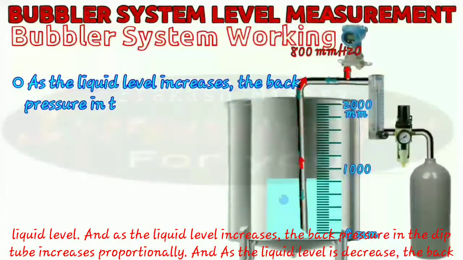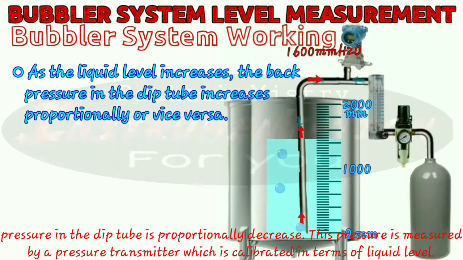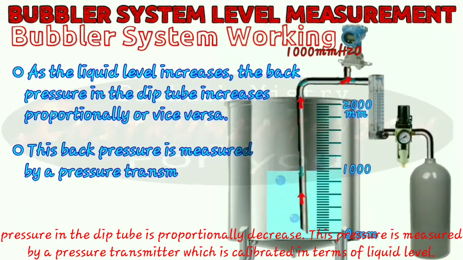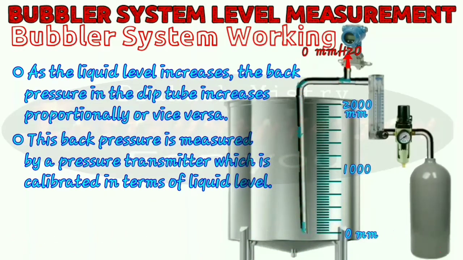And as the liquid level increases, the back pressure in the dip tube increases proportionally. And as the liquid level decreases, the back pressure in the dip tube proportionally decreases. This pressure is measured by the pressure transmitter, which is calibrated in terms of liquid level.